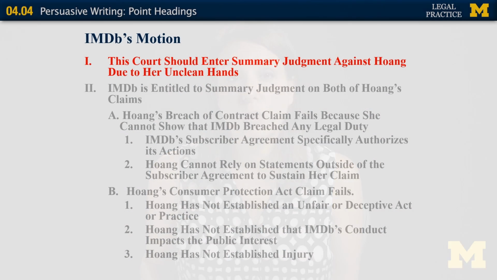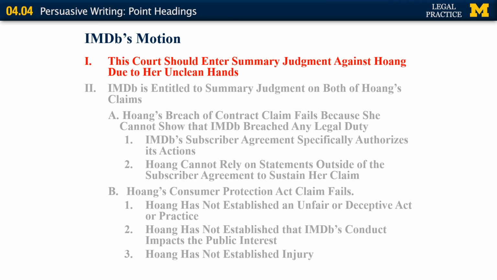So what this tells us, first of all, is that overall organization matters. You need to think about how many major arguments you have. It may be that you have two major substantive arguments that you need to address in order to win. Maybe you have a procedural argument and a substantive argument. What we have here is something different. IMDb is using these major arguments to show that it has two separate ways that it can win this lawsuit. That Roman numeral 1 presents its defense.